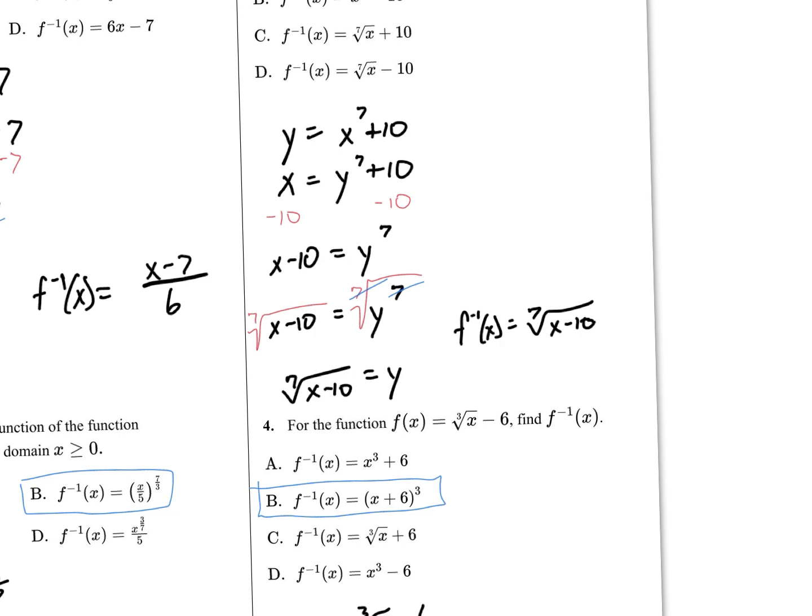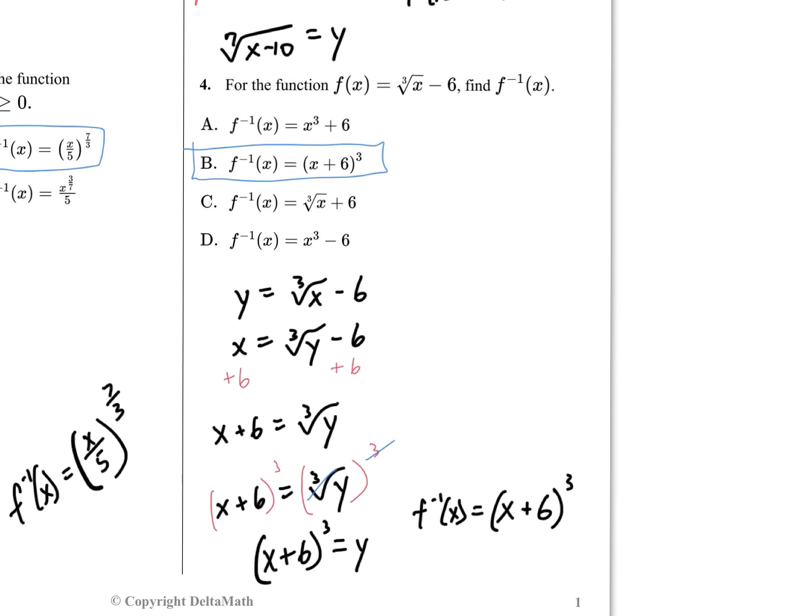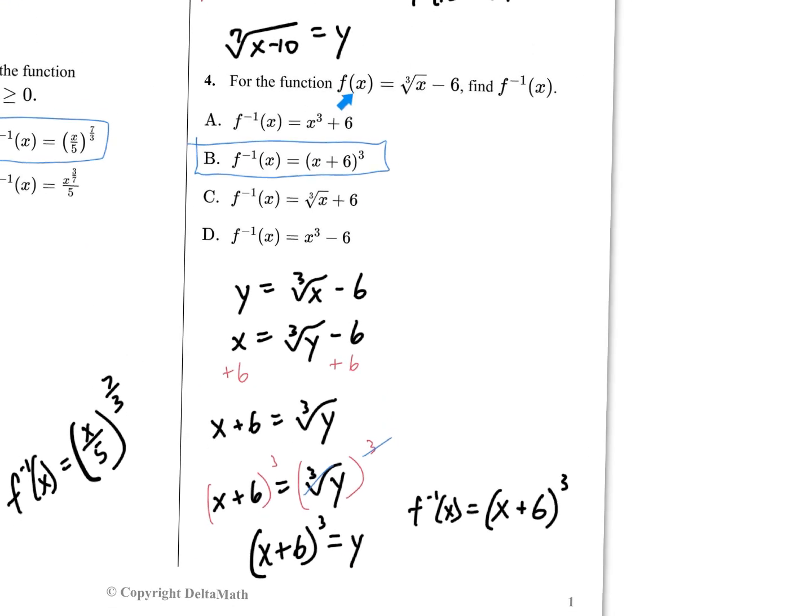All right, number 4. So here the given function f of x equals the cube root of x minus 6. Write it as an equation, switch the x and y, and then solve the equation for y. Here we're going to start by adding 6 to both sides, so x plus 6 equals the cube root of y. Now here, if you want to undo the cube root of y, then you're going to cube it. So we're going to raise both sides to the 3rd power.